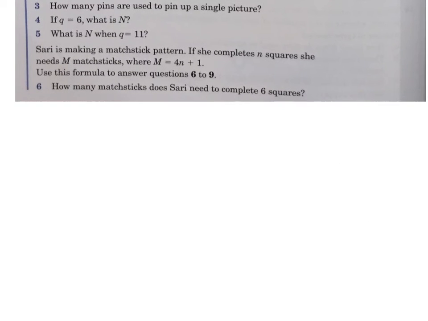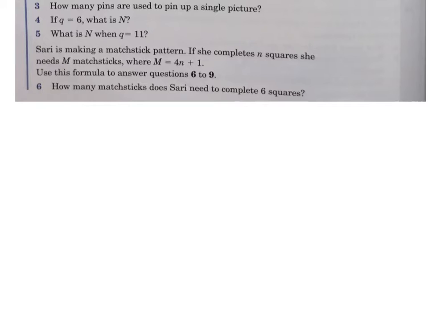Sari is making a matchstick pattern. If she completes n squares, she needs m matchsticks where m equals 4n plus 1. So you don't see the pattern here, but you just have to rely on the fact that the number of matchsticks, m, is going to be equal to the number of squares that she makes times 4, 4n, plus 1 extra. I'm going to use that to answer the next couple of questions.